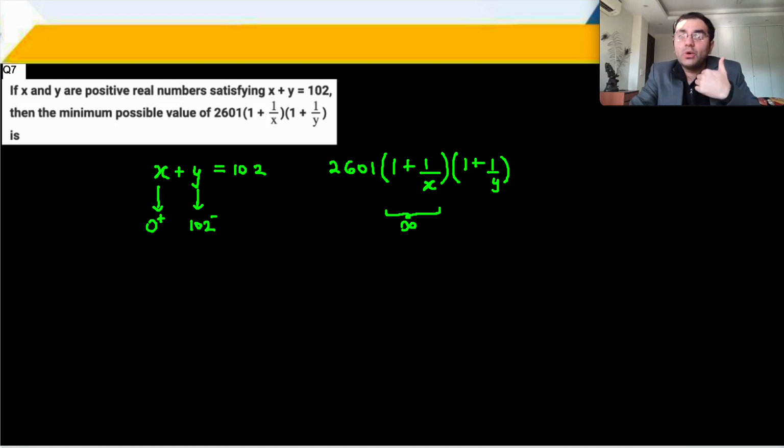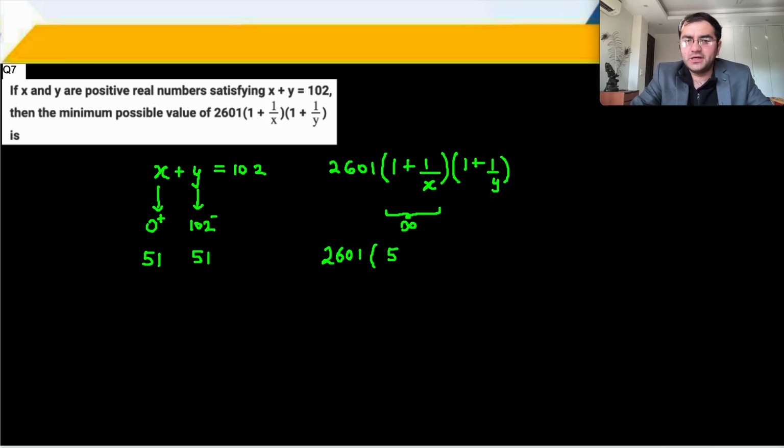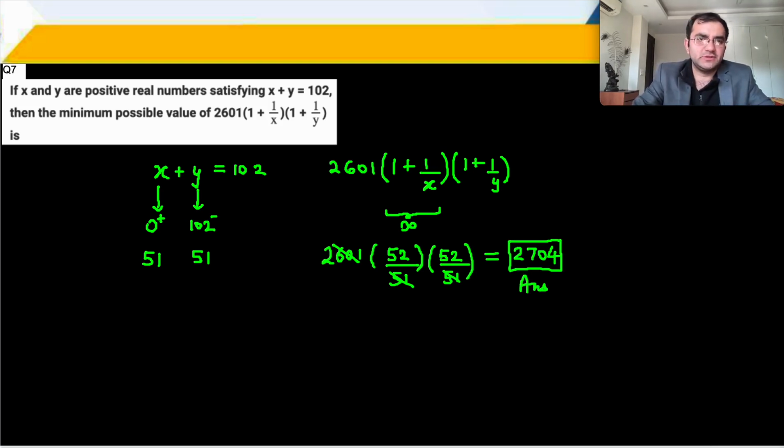But we don't want to maximize this value. We want to minimize this value. So the values will either be close to each other or far away. Far away you have tried. Now try close to each other. Close to each other means equal, 51, 51. So that has to be your answer. There's no other possibility. Put in 2601, 51, 52 upon 51, either close to each other or far away. 51 square is 2601, 52 square is 2704, and 2704 is therefore the right answer for this question.